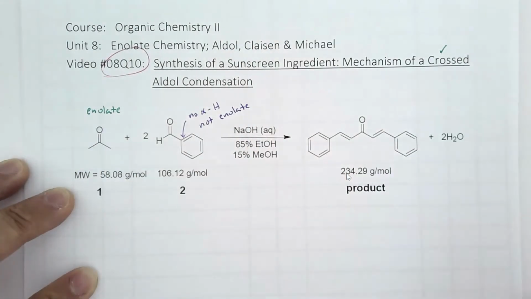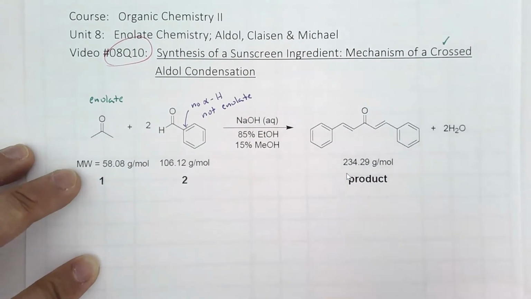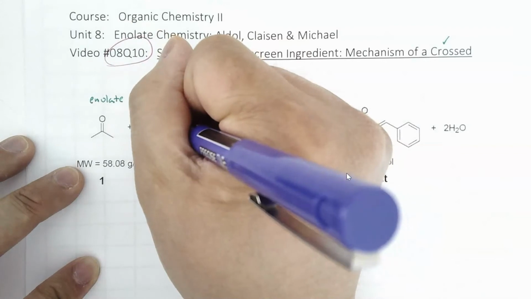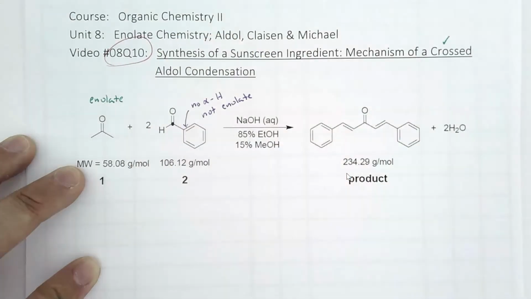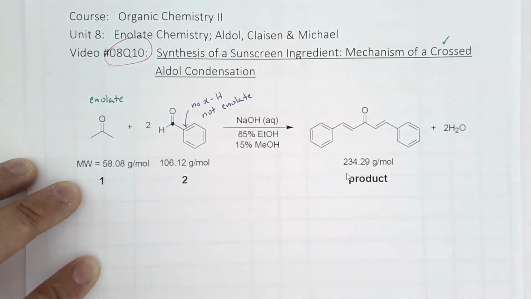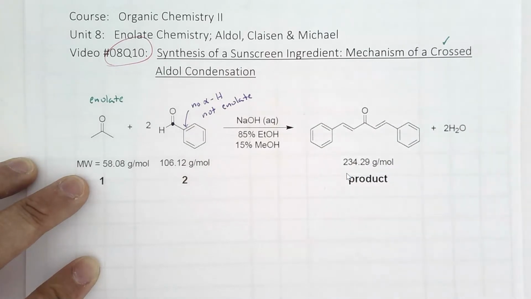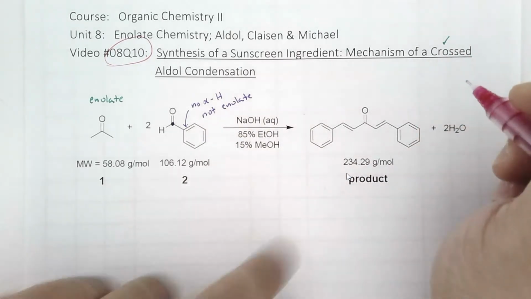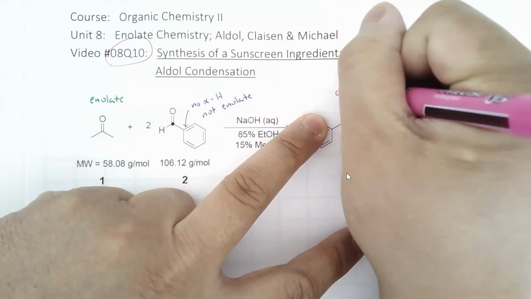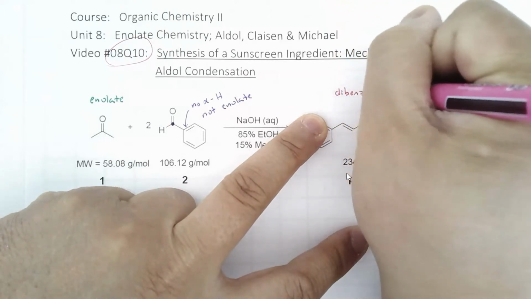I like to put a dot on the carbon that's being attacked just to keep track of all the atoms, and I could use that as a reference point. Okay. The product is a sunscreen ingredient. Let me give you a couple pieces of information about that. It's called dibenzylacetone.